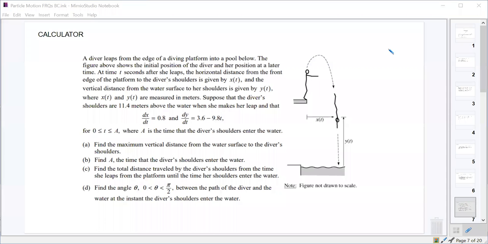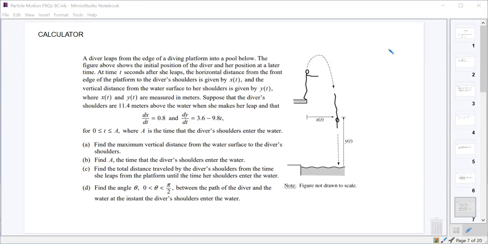All right, so we got the divers leaping off of a platform into a pool. They give us a horizontal distance from the edge and a vertical distance from the water to the shoulders of the diver as x of t and y of t in meters, and starts at 11.4 meters above the water, and there's our equations. So the first thing we want to do is find the maximum vertical distance from the surface of the water to the diver's shoulder.